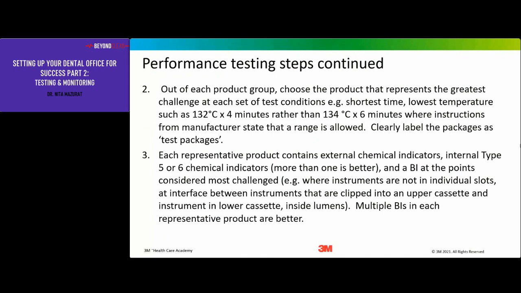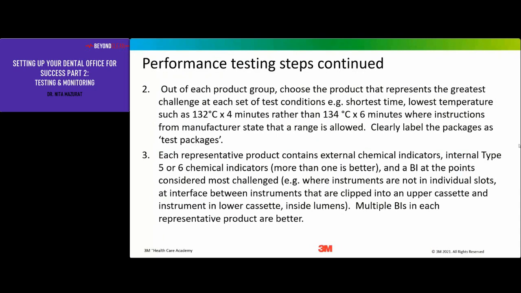And BIs wherever you can as well. So you may have 3 or 4 BIs in those packages that you are performance testing. Other areas, those little areas in cassettes where we pack other things, other instruments, devices that are not in the individual slots, and we have a tendency to overdo those areas, especially the long, narrow ones. At interfaces, where I said they're clipped, use multiple BIs in each representative product. Use them where you feel that there may be a problem.